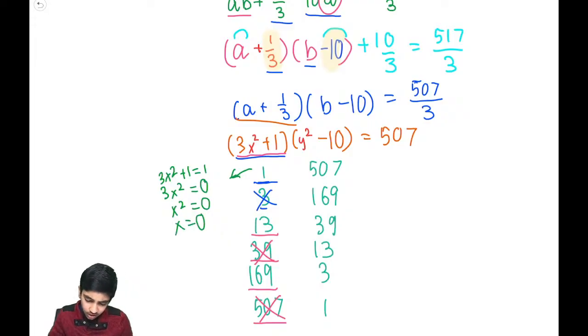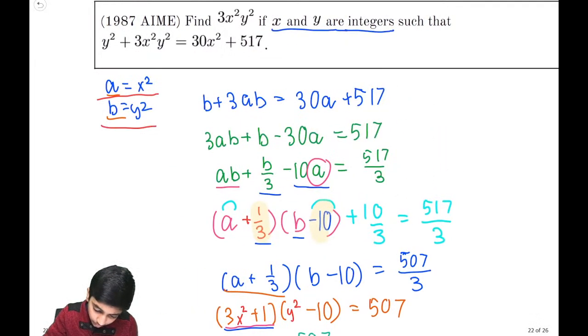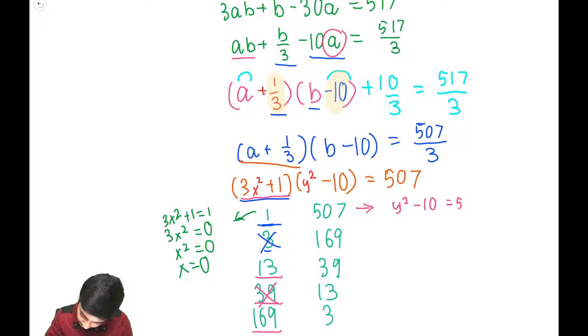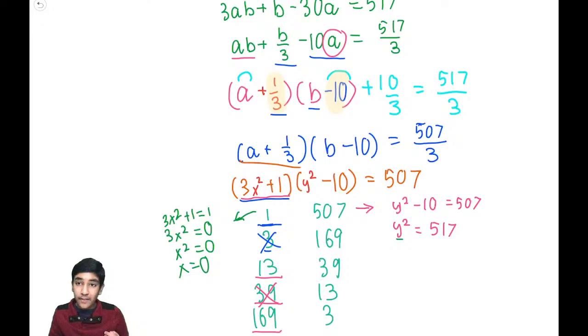Okay, so x is 0. That might work, never mind. But then here, from y, we see that if y squared minus 10 is 507, y squared is just equal to 517. So then this doesn't work, because y has to be an integer. And no integer squared can be 517, since the square root of 517 is not an integer.